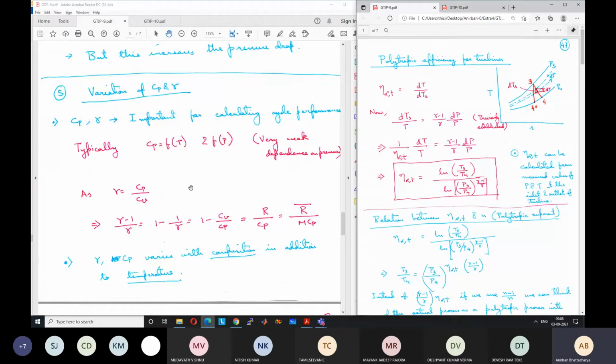So we can see that here. Gamma is Cp by Cv by definition, and gamma minus 1 by gamma is equal to 1 minus 1 by gamma. Gamma minus 1 by gamma is the factor that we always use, right?